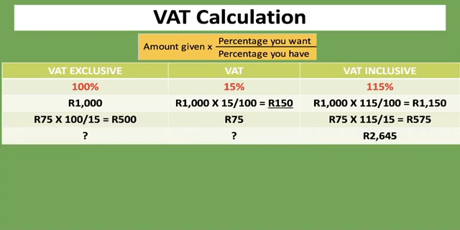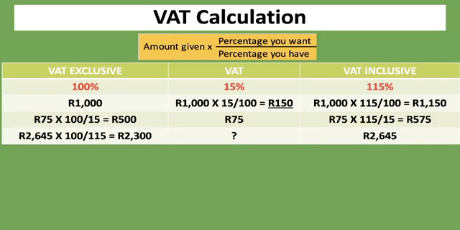Here we go. We are given VAT inclusive amount of 2,645 Rand, and we have to calculate the VAT exclusive and the VAT itself. Well, we know that VAT inclusive is 115%. So we're going to take the 2,645 Rand as the amount given and we multiply that by the percentage that we want. Well, which one are we calculating first? We're calculating VAT exclusive first. So we're going to multiply that by 100% and we divide that by 115% because the 115% is the VAT inclusive that we are given. That's the percentage that we have. And it gives us an answer of 2,300 Rand.